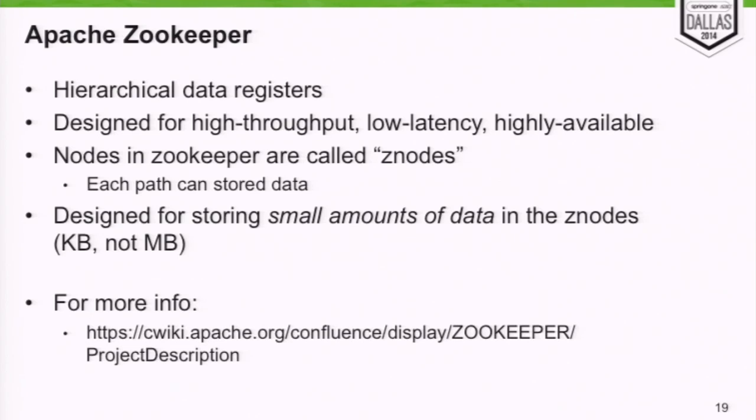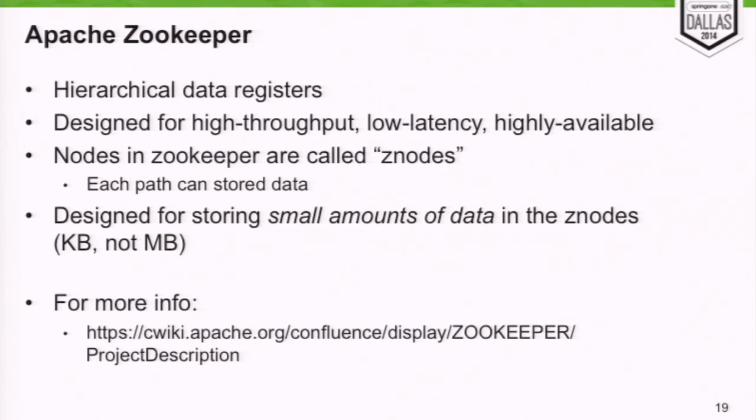One thing that's different about a znode from a normal file system is that any node in the path can store data. So it's not like a file system where you have directories and then you have files. It's the directory itself. You can think of the different parts of the path having data on them, and that's what ZooKeeper lets you do. Also, it's not designed to store large amounts of data. It's designed to store small amounts of data, like kilobytes, and configuration data is a good example.